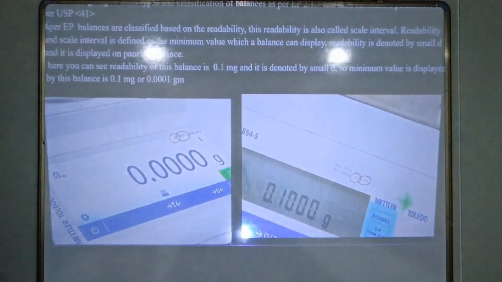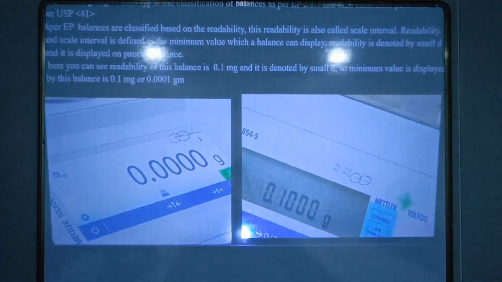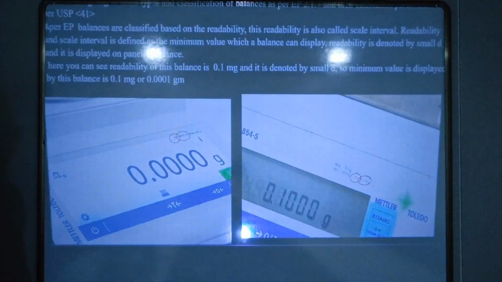First, we are going to learn the types and classification of balances. As per European Pharmacopoeia General Chapter 2.1.7, balances are classified based on readability. This readability is also called scale interval. Readability or scale interval is defined as the minimum value which a balance can display and it is denoted by small d.